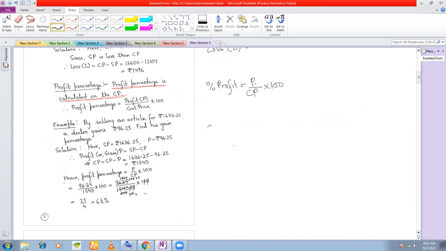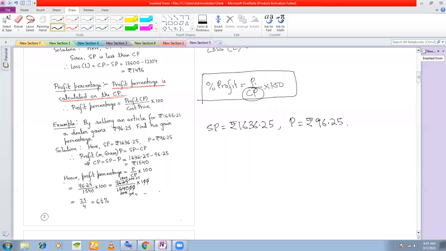By selling an article for rupees 1636.25. This is the selling price. The dealer gains rupees 96.25. So the profit is given to you: 96.25. You need to find his gain percentage. Okay, now remember that profit percentage is calculated on the cost price, right?